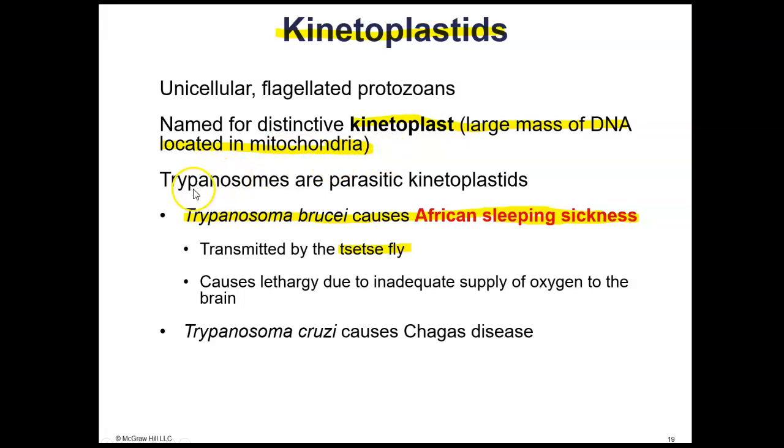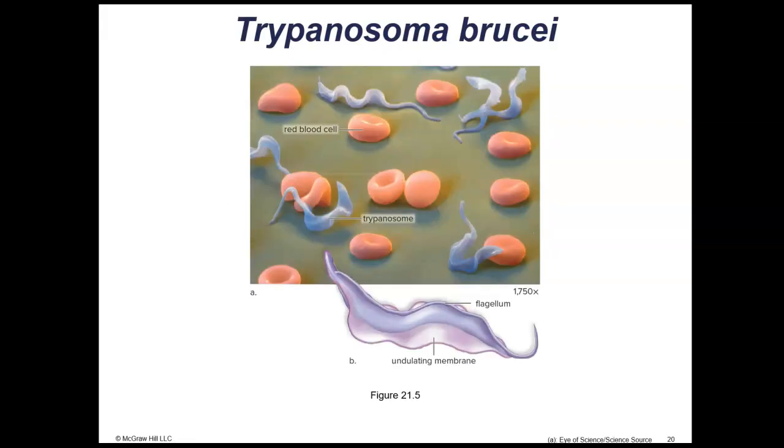Okay, so the Trypanosoma brucei is a kinetoplastid that causes African sleeping sickness, and it's transmitted by the tsetse fly. So don't get this confused with Plasmodium, because Plasmodium is the one that causes malaria. So they're really close because malaria is carried by mosquito, but African sleeping sickness is carried by the tsetse fly. And the protozoan that causes African sleeping sickness is Trypanosoma brucei, or you can just remember Trypanosoma.